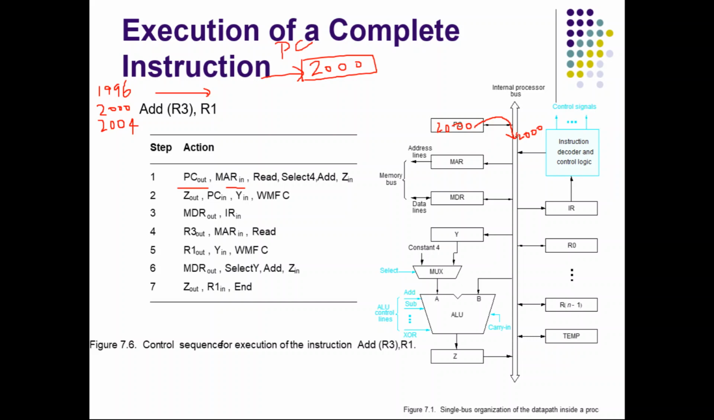Then what instruction are we giving? MAR in. Where is MAR? This is MAR in. Whatever is in the internal bus will be transferred to MAR. What is in the internal bus? 2000. So this 2000 will go into MAR. In represents input to MAR, the memory address register. Then we are saying read.